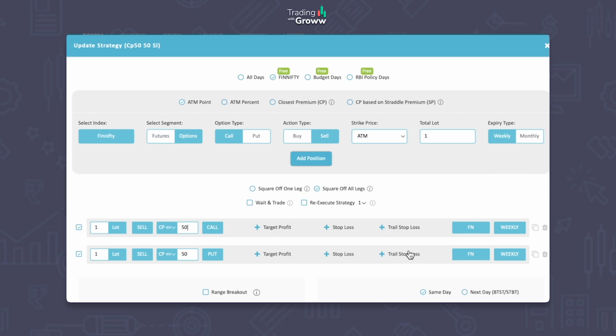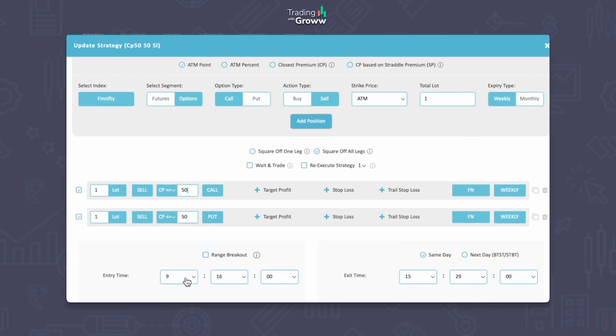And then you have to select the entry time. So entry time is as soon as the market opens. We select 9:16 as entry time, and then we select the end of the day, like 15:29, as the end of the day. We are going to close it. Since both intraday and NRML need the same margin, we are choosing NRML to execute these trades. So at 9:16 you enter, by day end you exit.